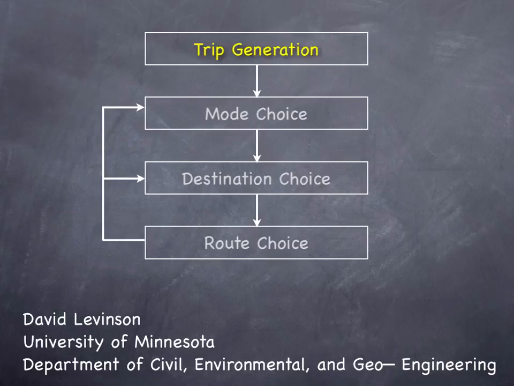We're going to be talking about the four-step urban transportation planning model in this part of the course. Since there are four steps, there'll be lectures on each component. The first step is trip generation, which is how many trips are entering or leaving a place.